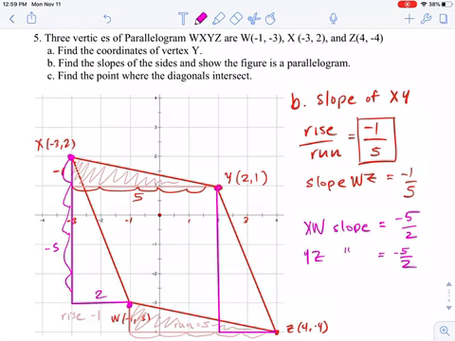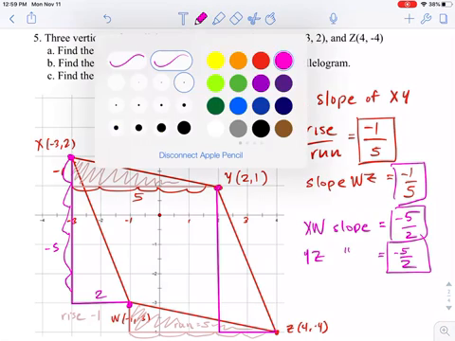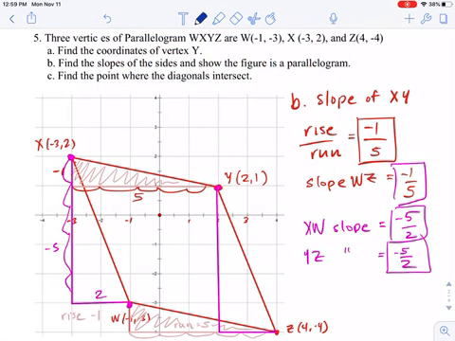All right, we did it. We've proven it's a parallelogram because we have two pairs that are the same. One pair is -1/5, one pair is -5 over 2. My last question is to find the point where the diagonals intersect. The diagonals intersect at a midpoint.